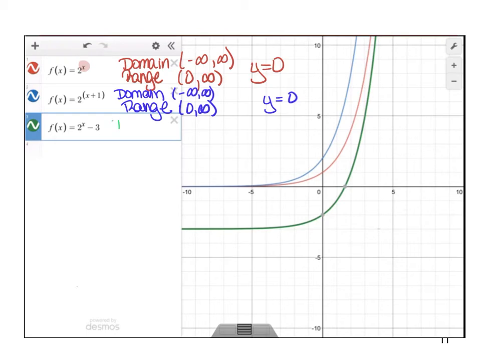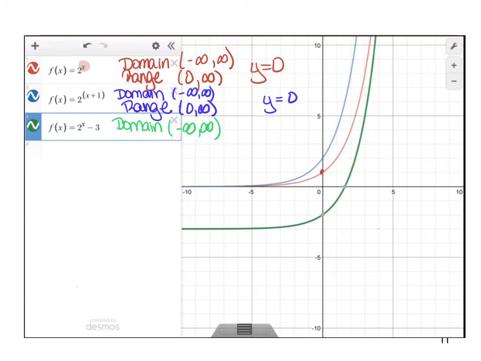Okay, good job. So my domain for my green function is still all real numbers. You can kind of tell by the behavior of the graph. This just keeps going and going, and it'll continue to get larger and larger, but we can put any value of x in there. Any value that we want to, we can put in there. Now, it's sometimes easier to look at my horizontal asymptote.